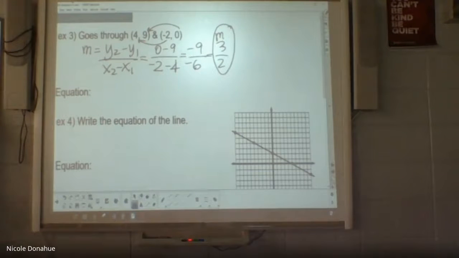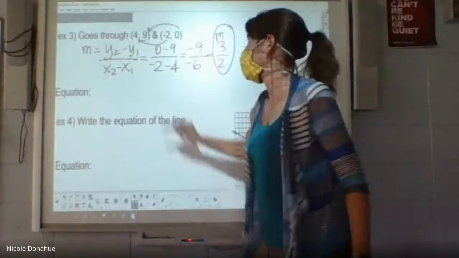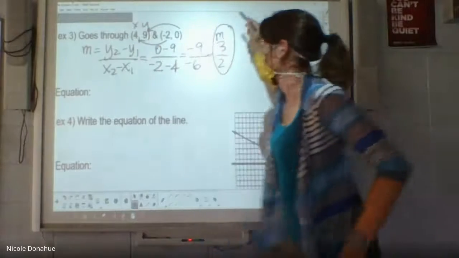Now I can find b like we just did, using the slope and one of the points. Which of the points do you guys want to use? 4, 9? Yeah, I like using the positive ones typically. Sometimes when there's a 0 involved, it's kind of nice to do that. But probably the 4, 9 is a little bit easier, maybe. It's x and y.